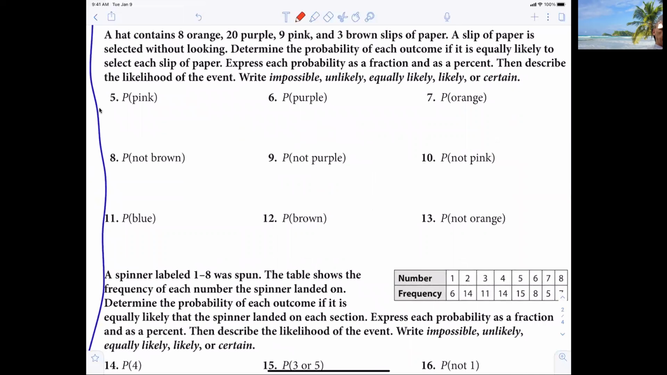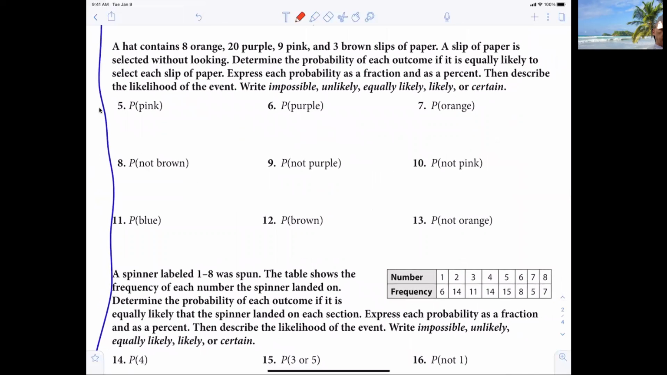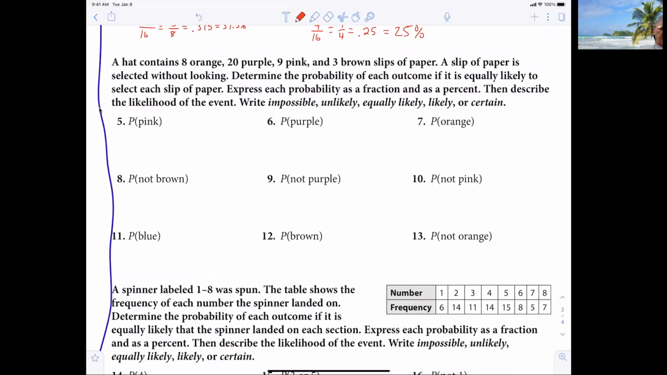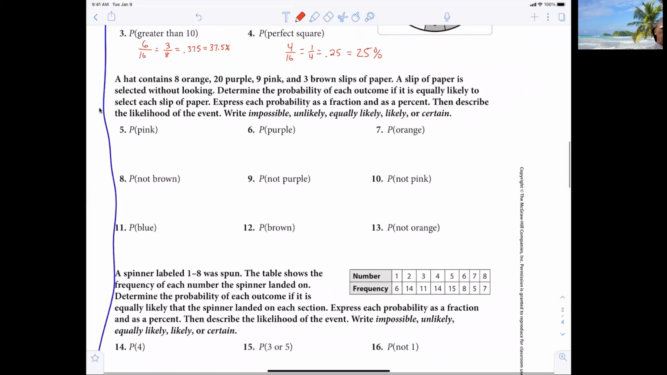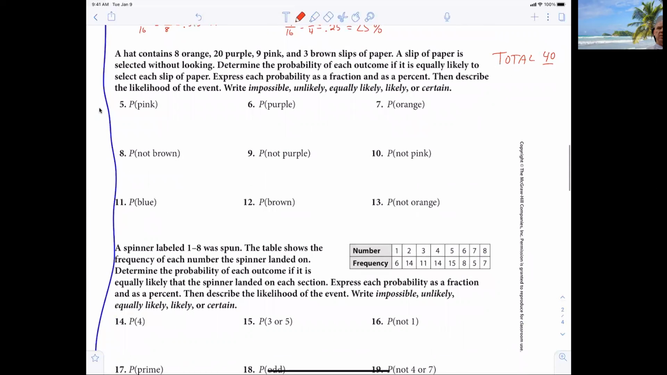Avery, loud and proud. A hat contains 8 orange, 20 purple, 19 pink, and 3 brown. Okay, so how many slips of paper are there? I'm waiting for her. There are 40. All right, so I want everybody to make a mark. Total is 40. I don't care about the rest because we already know what it says. So what's the probability of getting a pink, please?